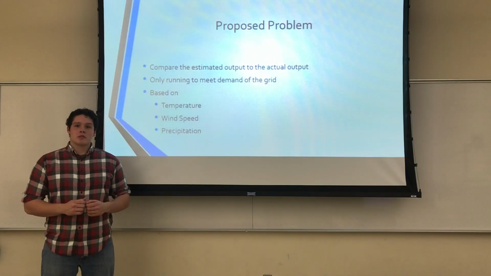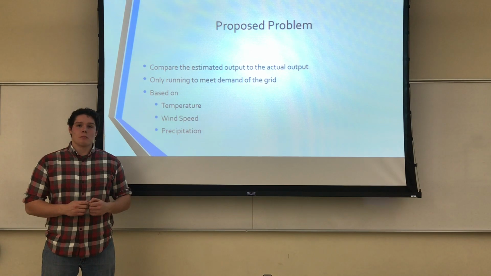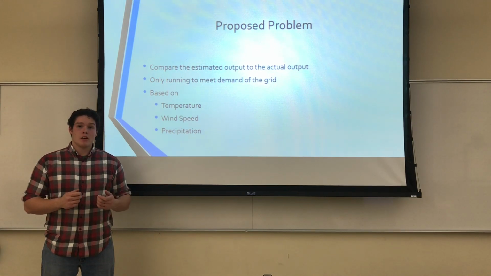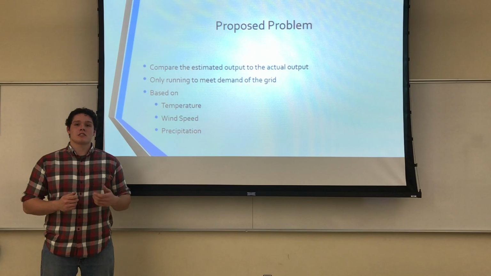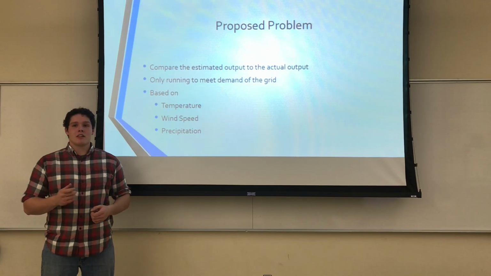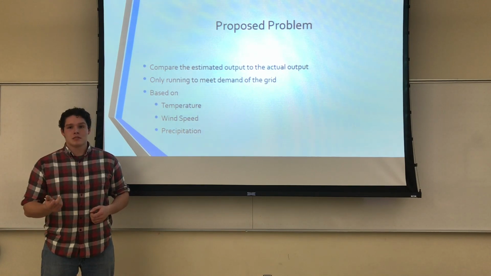The goal of this project was to compare the estimated output to the actual output of the Quilt Block Wind Farm. As we go through this project, keep in mind that the actual data will only reflect when the wind farm is running to meet the demand of the grid. When there's limited demand, a portion of the turbines are then turned off. However, the estimated data was collected under the assumption that all turbines were operational at all times.